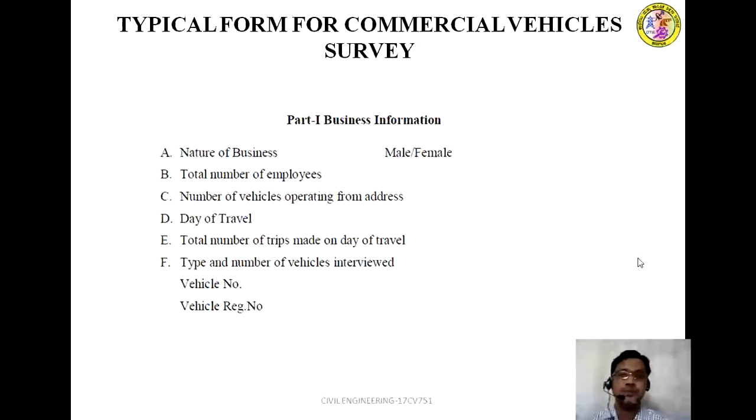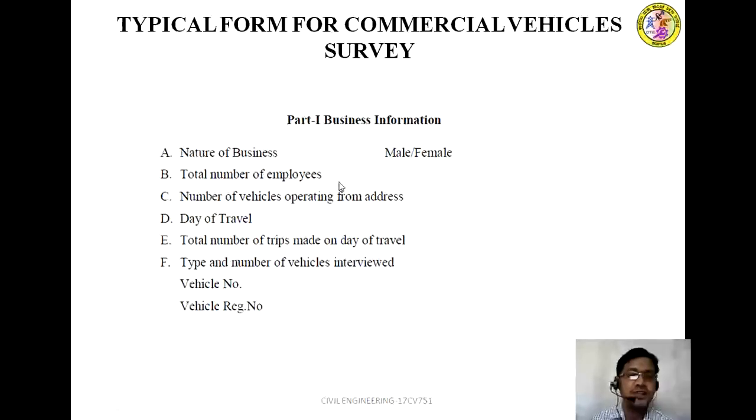So moving on to the format, the part 1. Previously, we were getting general information. Now moving on to part 1, that is business information. First, the A, that is the nature of business. Which type of business the commercial vehicle is going to be utilized for. Depending upon that, we can record the nature of business.